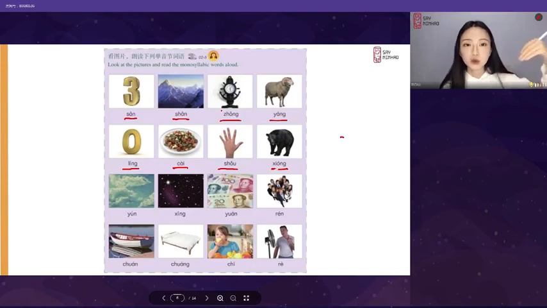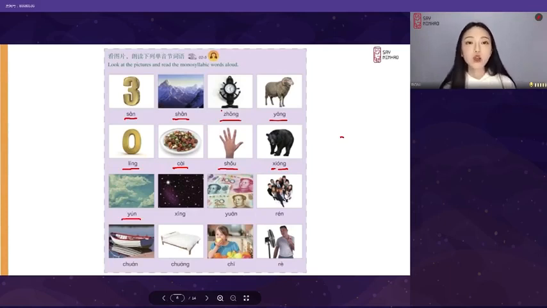The next one is xiong, which means bear. The initial is x, and the final is iong. The tone is second tone. Put them together: x iong, xiong. Okay? Next one is cloud.